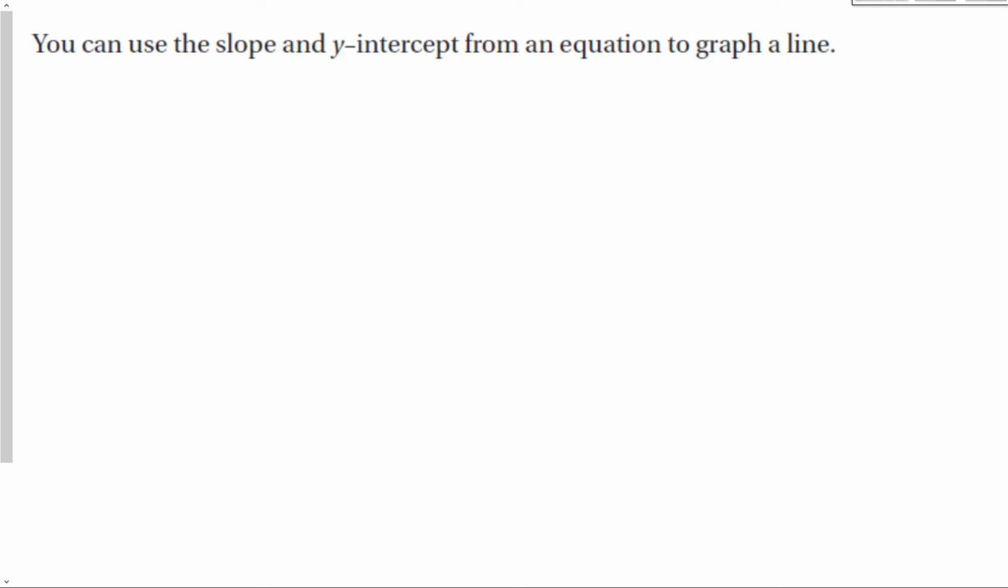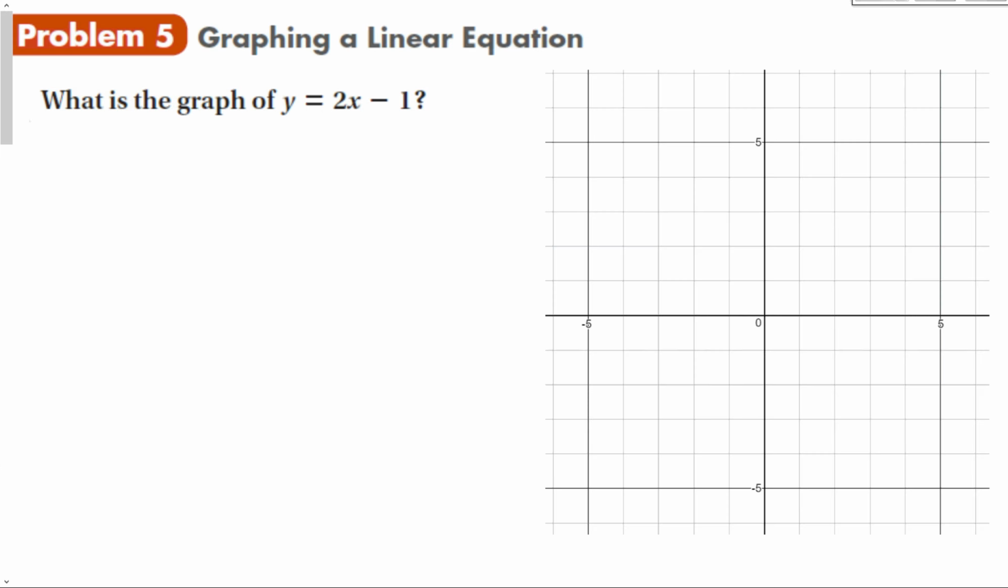Okay, so the point of all this is that we can use the slope and the y-intercept from an equation to graph the line. Graphing is probably the most important thing that we can take away from this section. So what is the graph of y is equal to 2x minus 1? The easiest way to graph a line is to put it in slope-intercept form. Thankfully, it's already in slope-intercept form, and I can tell that because the y is by itself. So start with the intercept. Put a dot at y is equal to -1.